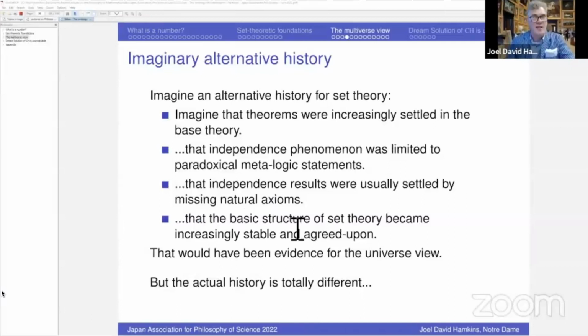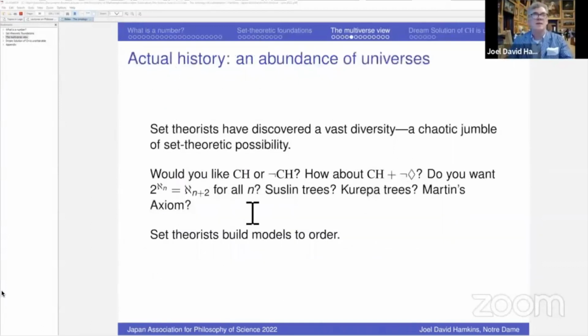So let's imagine that the basic structure of set theory became increasingly stable and agreed upon. If that is what happened, that would be evidence for the universe view that there's a single set theoretic universe in which all mathematical truth is stable, because we would be converging to it by this whole process. Okay, that's an imaginary history. The actual history is totally different, nothing like that. So the actual history is that we have a vast diversity, a chaotic jumble of set theoretic possibility.